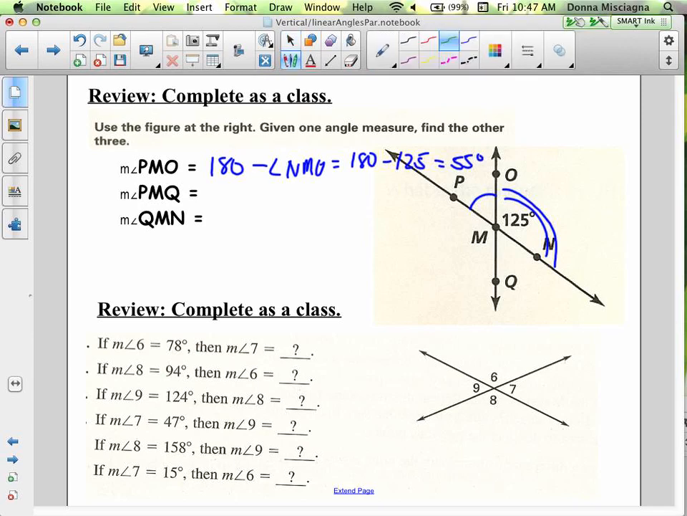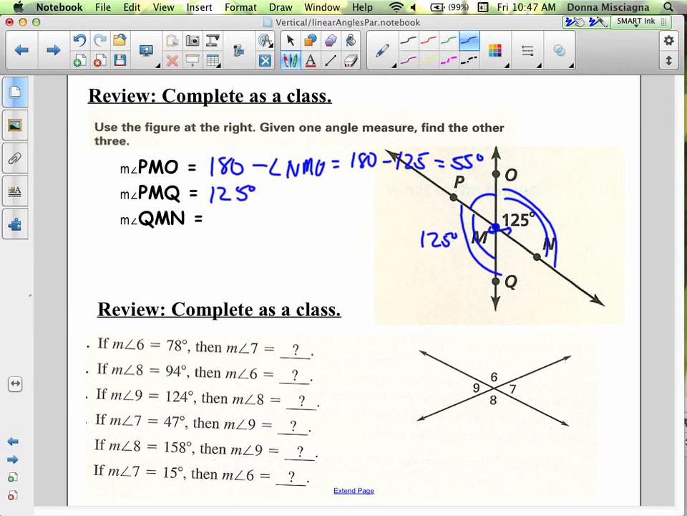The measure of angle PMQ, that angle is right here. Notice it's a vertical angle to the angle that we're given, angle NMO, right? They share a vertex, they're formed by intersecting lines, and they're opposite one another. So if angle NMO is 125, so is angle PMQ. So we don't have to do any work there.